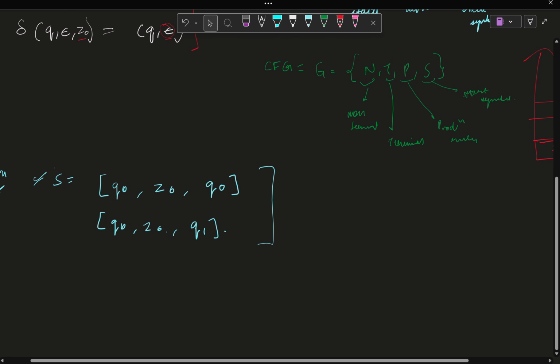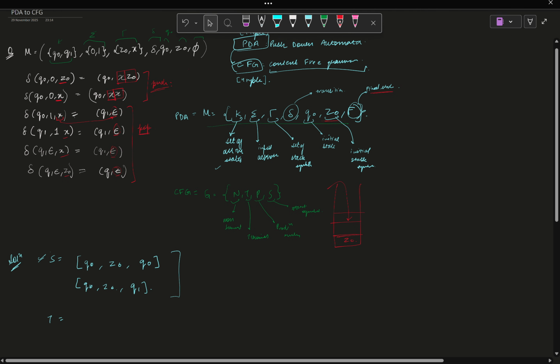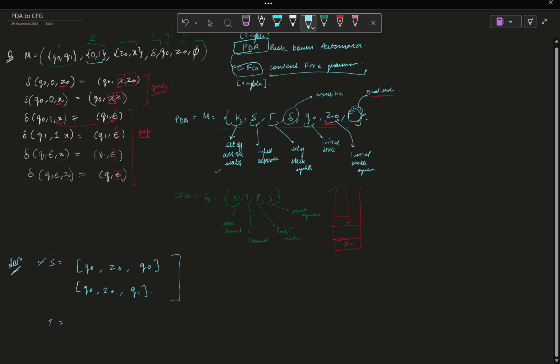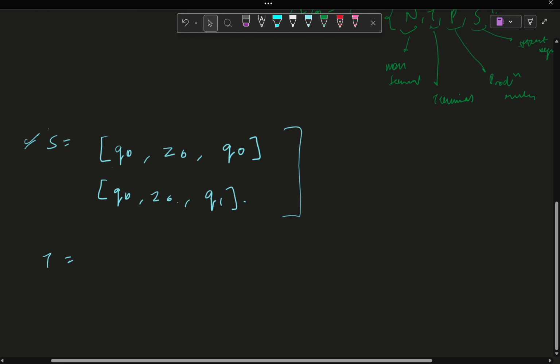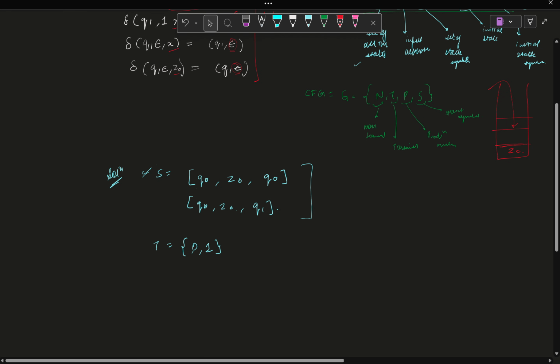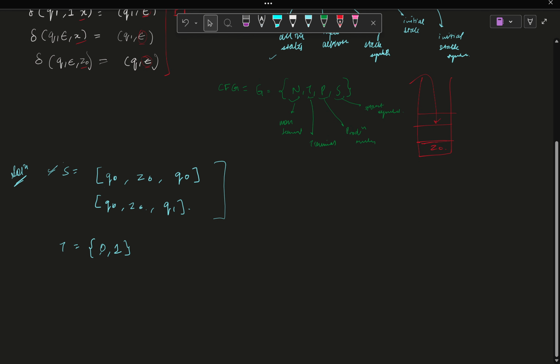Now let's move on to our set of terminals. These are pretty obvious and they've already been given to us. These are our input alphabet. So our terminals here are 0 and 1. Then the next thing that we are going to be defining are our non-terminals. Our non-terminals are basically the ones that do not terminate immediately after just inputting a stack symbol or something. So we need to extend that into a terminal, right?